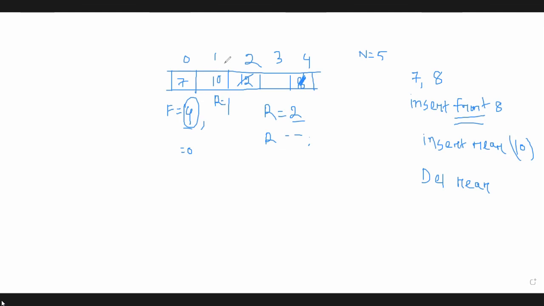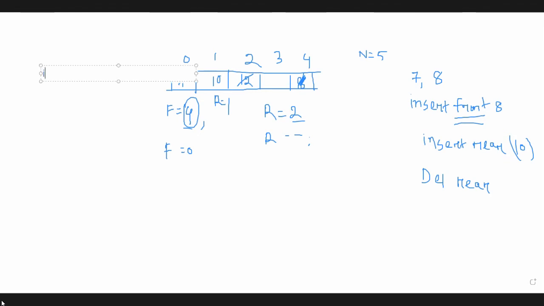So this is the queue after performing some operations. Now tell me how many elements the queue has. It has only 2 elements, and the front or first element is 7 because f equals 0, and the last element is 10 because r equals 1. Okay, so now again, if we want to insert at the rear, how will we do it?